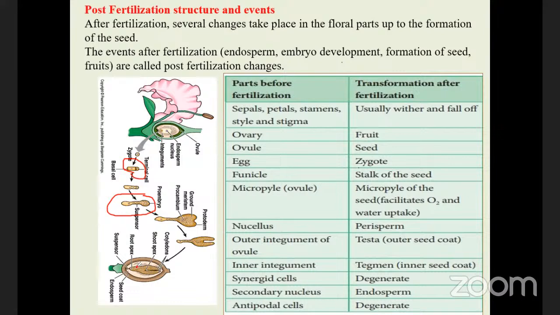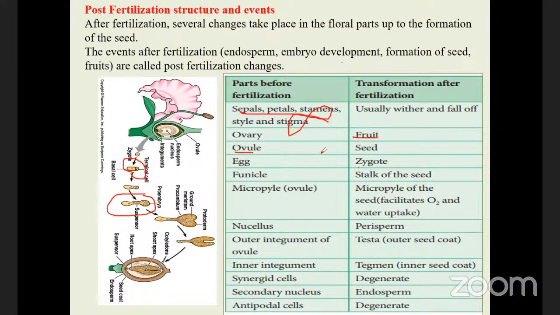You see what are the steps, what are the modifications happening after fertilization? Endosperm, embryo development, formation of seed and fruits will take place. This whole process is called post-fertilization stages. After fertilization, sepals, petals, style, and stigma will all fall down, dry up, or detach. And the ovary will become the fruit.